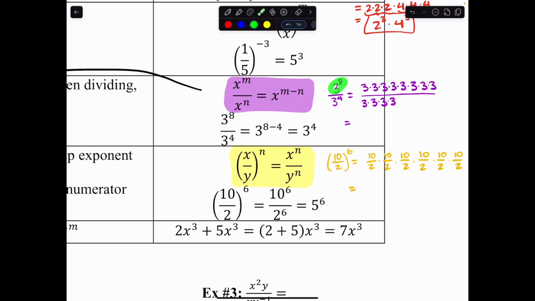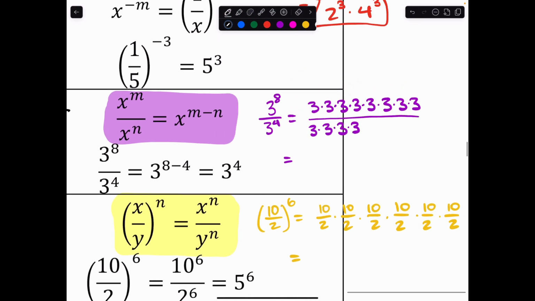I'm going to take this 3 to the 8th power and expand it. This is expanded form. That's 8 factors of 3 multiplied together. I'm going to expand the denominator as well. This is 4 factors of 3 multiplied together. And then hopefully you recognize that we can reduce this fraction. I've got 3 times 3 times 3 times 3 in the denominator and the numerator, I should say. So this is just a big fat 1.